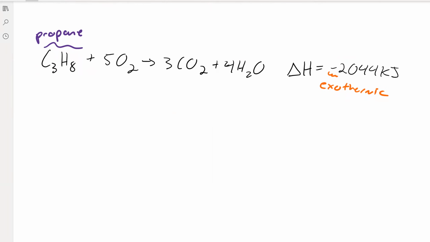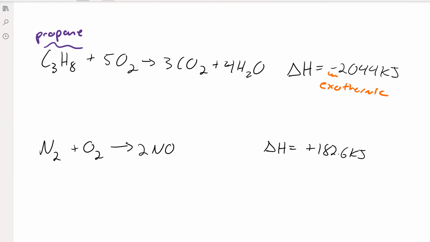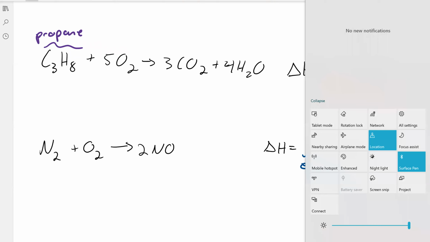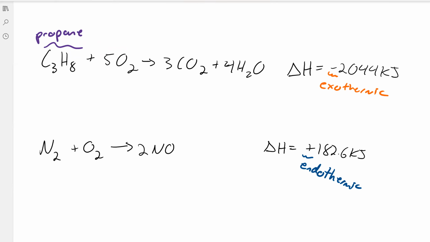You can have endothermic reactions as well. So for example, if you have nitrogen and oxygen, they can actually combine to form nitrogen monoxide. And the delta H here is going to be a positive value. And so since it's a positive value, we know that this is endothermic. So this top reaction here is exothermic. It's releasing heat. It's going to feel warm, right? Burning your propane grill. The bottom reaction is endothermic. It's absorbing heat. It's going to feel cold.